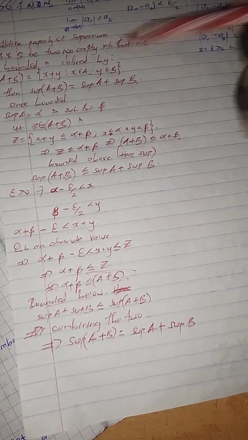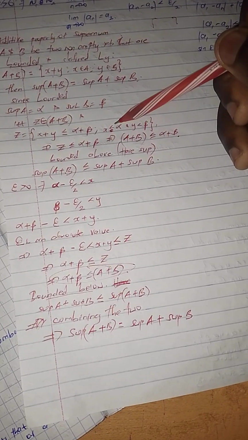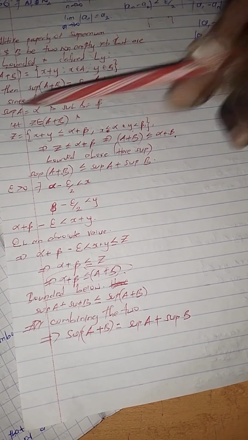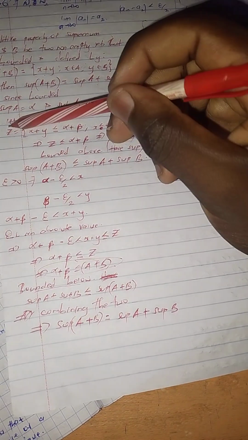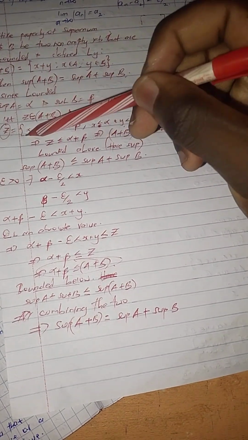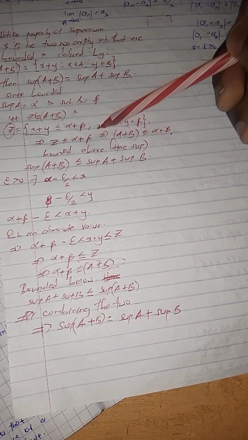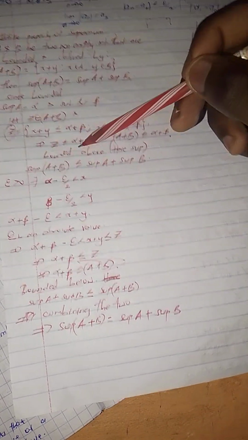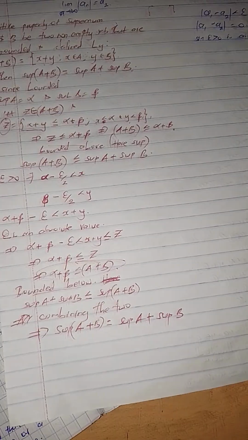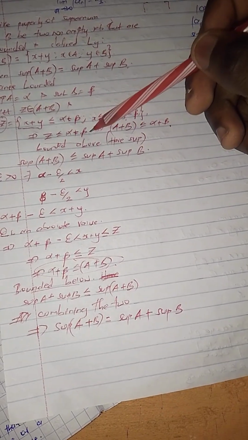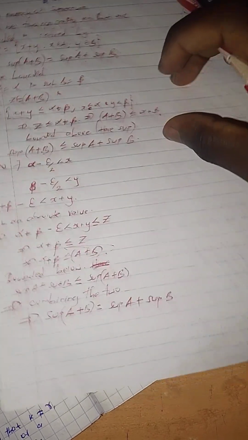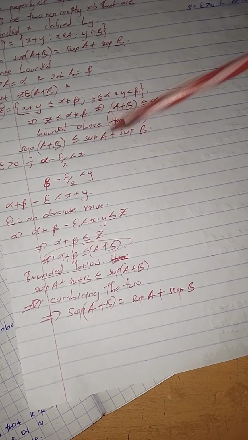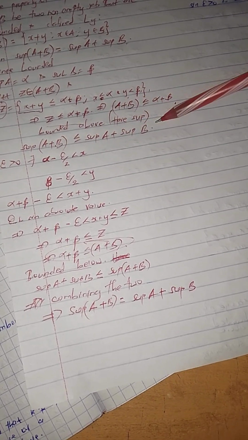So x is less than alpha and y is less than beta, and that defines Z, which implies that Z, defined by this, will be less than alpha plus beta, which implies that it is bounded above. And if it is bounded above, it has a supremum. Therefore, the supremum of A plus B is less than or equal to the supremum of A plus the supremum of B.